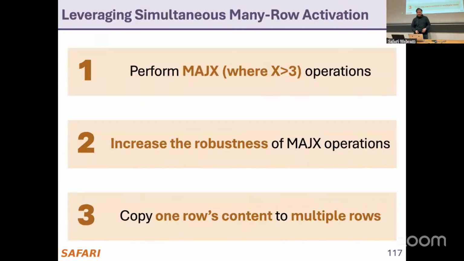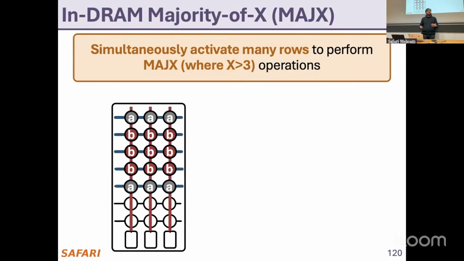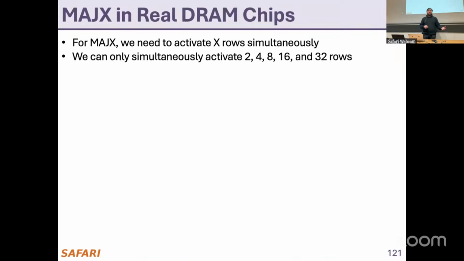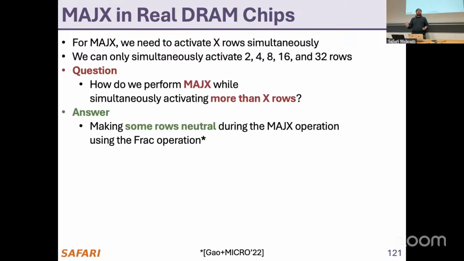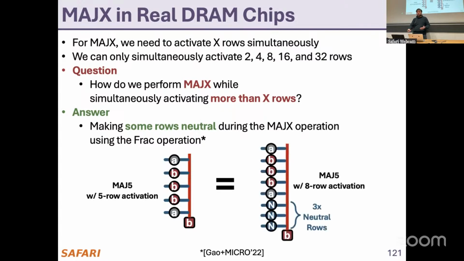I have 5 minutes. So for majority operation, it's the same, right? So if you open 3 rows, you just have the majority of 3. If you open 5 rows, you just have the majority of 5, right? But we observe that we can activate 2, 4, 8, 16, and 32 rows, right? Not just odd numbers. So what do we do? We issue the FRAC operation to make it VDD over 2, which is the same as the bitline voltage, which makes it neutral during the multiple row activation. So to perform MAJ5 with 8 row activation, you put 3 rows into neutral rows so that 5 rows will perform this majority operation. Well, the 3 rows don't affect anything.